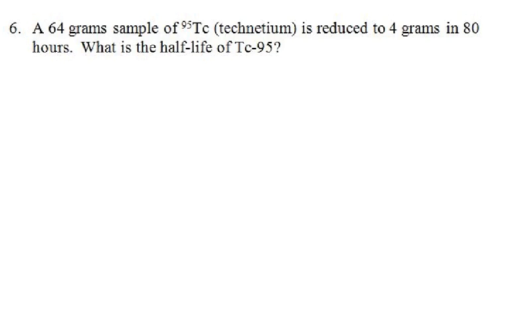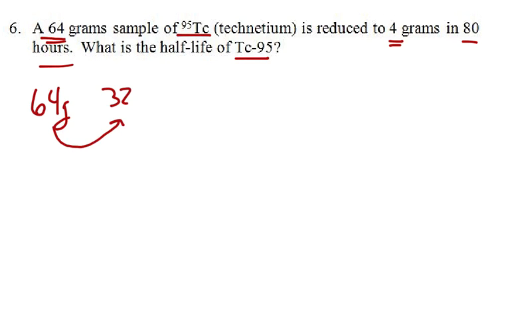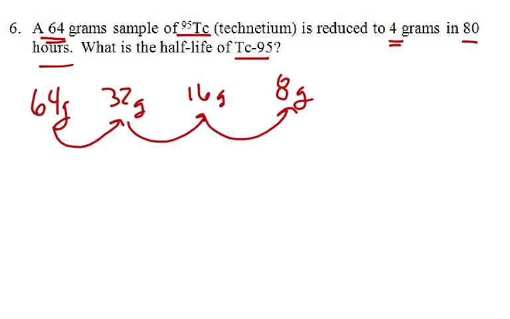Okay, problem 6. We have 64 grams of technetium 95, and again, we don't really care about the chemical, that doesn't affect the numbers, but we have 64 grams, and it's reduced to 4 grams in 80 hours. So our picture is we start with 64 grams. After one half-life, it would be reduced to 32. After another half-life, 16. After another half-life, 8 grams. So now we've matched, no, it says 4 grams.